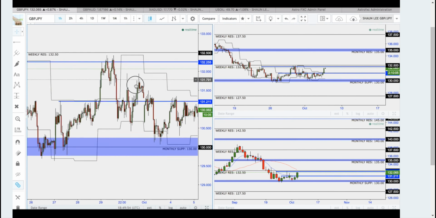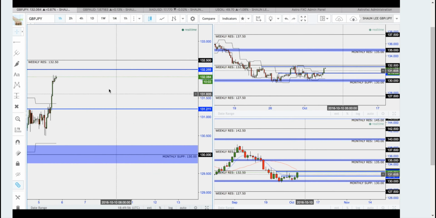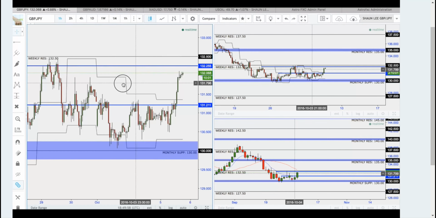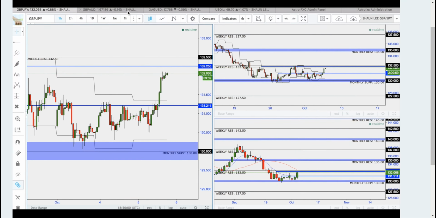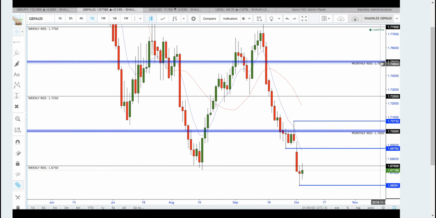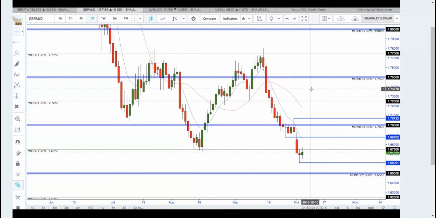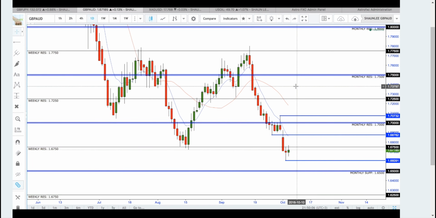Okay, so I hope that helps on GBP JPY. Next pair is GBP AUD. This is a very, very fast moving pair, guys. What I've done on here once more, I've worked out all of the levels for this pair in particular, and again, they're 500 pips apart.